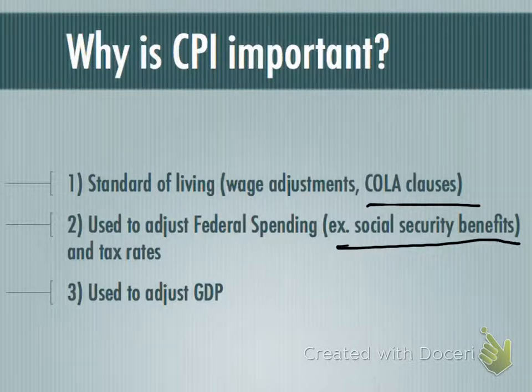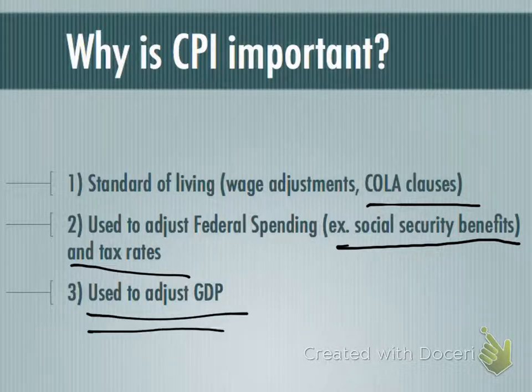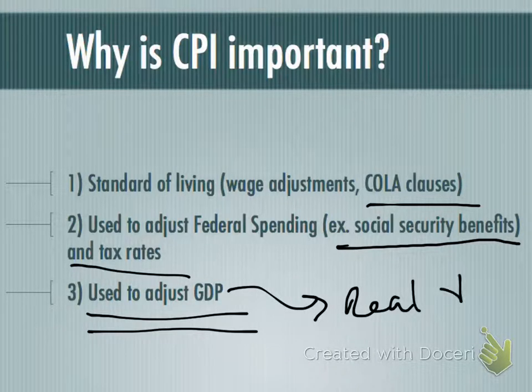Another way we use CPI is to adjust federal spending. So you guys all pay Social Security payroll taxes because you're paying benefits out to people. You also pay taxes in other ways. Those rates are adjusted every year with CPI, so it affects how much you are paying. And the last thing, we use it to adjust GDP. And this gets to the distinction between real and nominal that I mentioned the other day. And I promised we'd come back to.